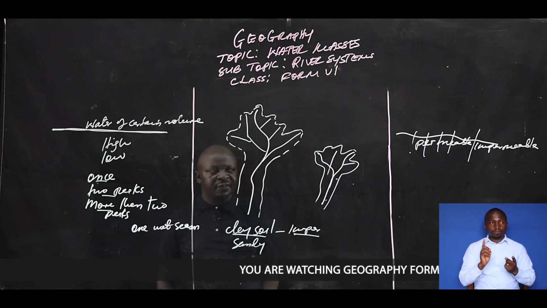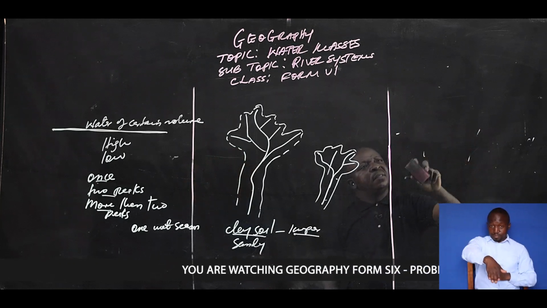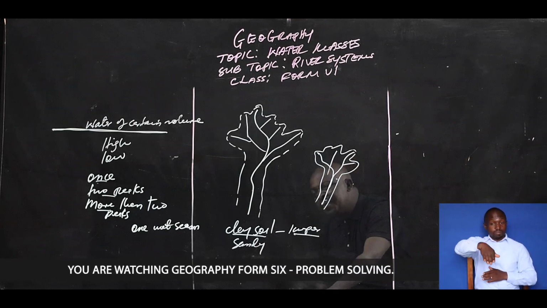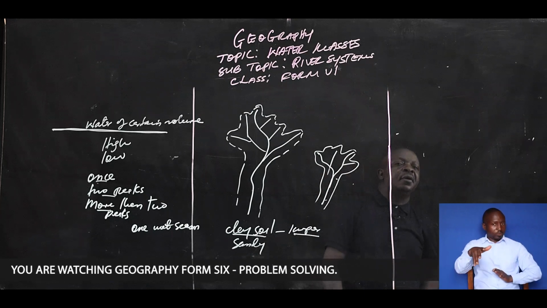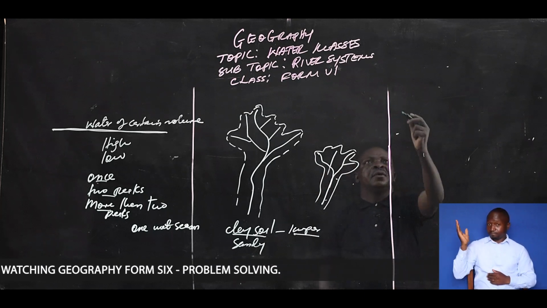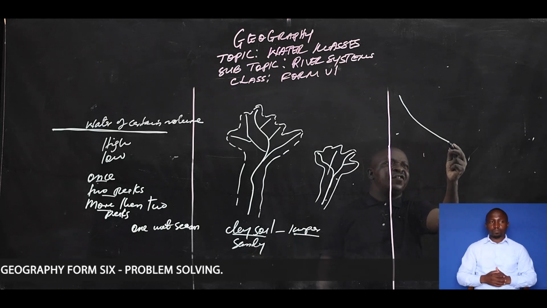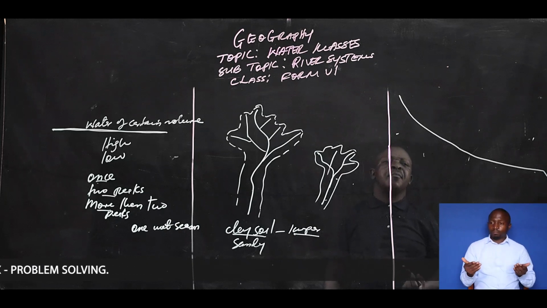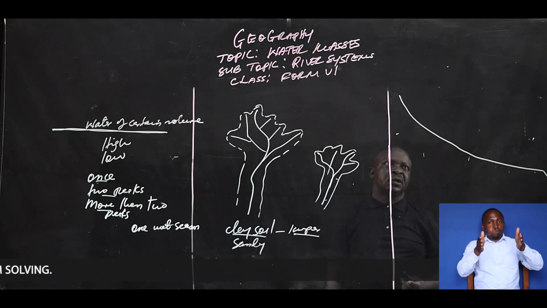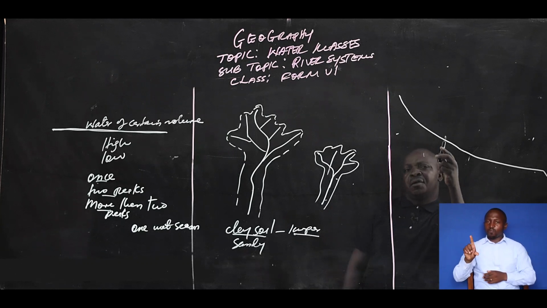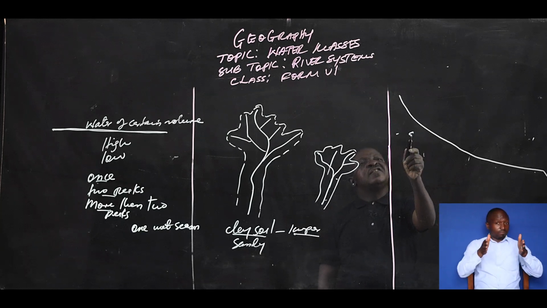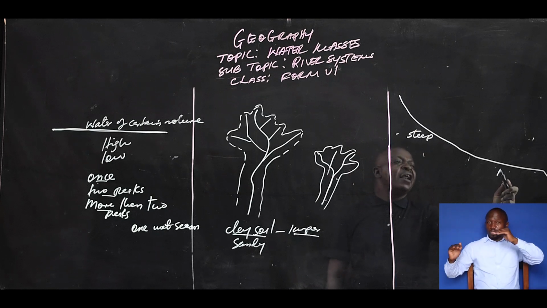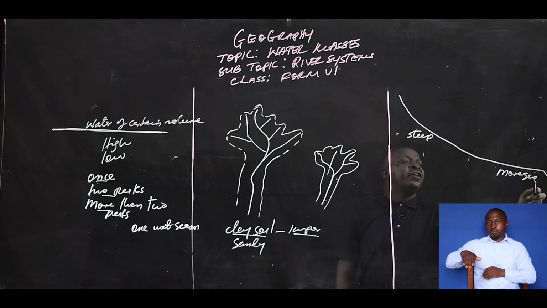Another factor, we have gradient. By gradient, we consider the slope steepness of the catchment area. It is like this. This is the catchment area making the long river profile. Here, the gradient is steep. Here, the gradient is more gentle.